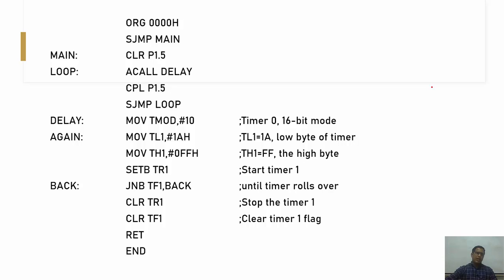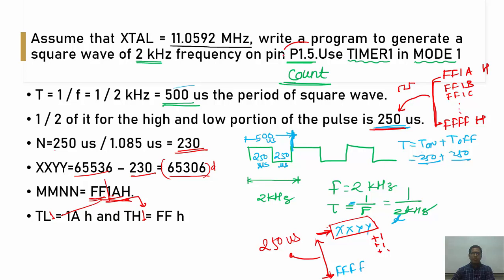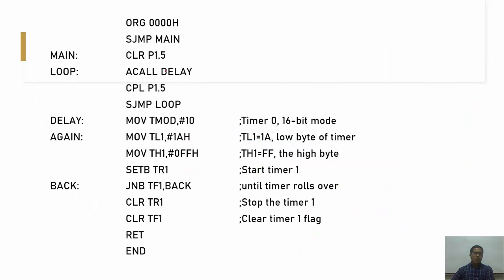Now, this is my program. As we have to generate this square wave on P1.5, first I am going to clear P1.5, so the status of P1.5 is now low. Then simply call delay. In this delay routine I am now defining the timer activity. So what we did: MOV TMOD, #10H.